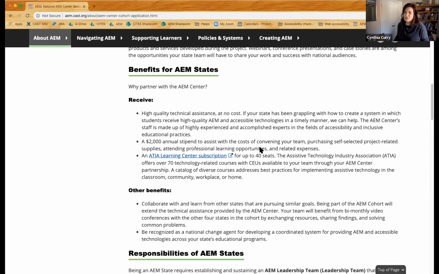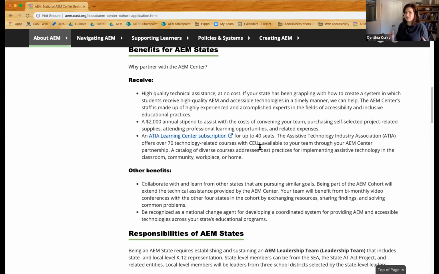So some of the benefits for you specifically, other than this free, targeted, and intensive technical assistance at no cost to you, is that you'll also receive a $2,000 stipend, and it's not much, but it's annual, and you can use that money towards supporting the work of your team. So this could be travel expenses, reimbursing for individuals who may be having to travel to one place in order to meet and to form plans, to develop a strategy. Could be for subscriptions, it could be for supplies. It's anything that your state really needs in order to support this process.